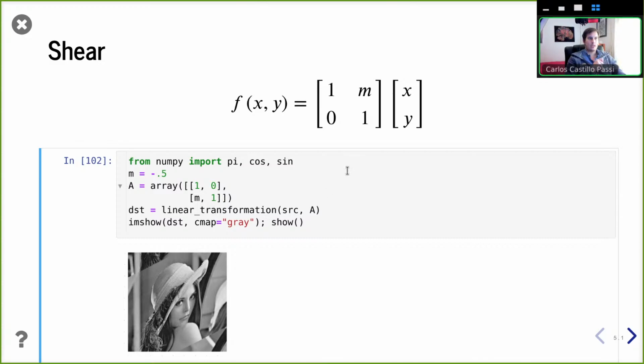Now I have another question. Is every linear transformation invertible?